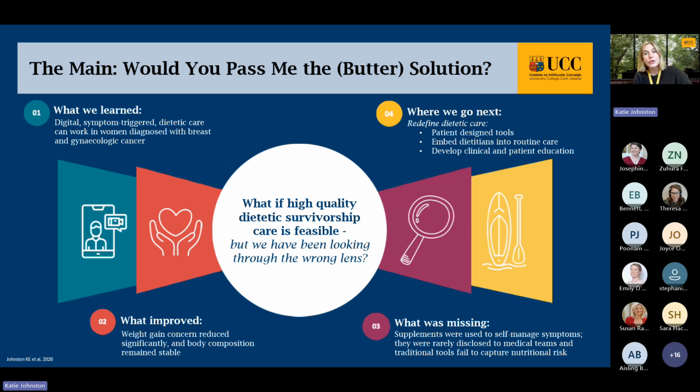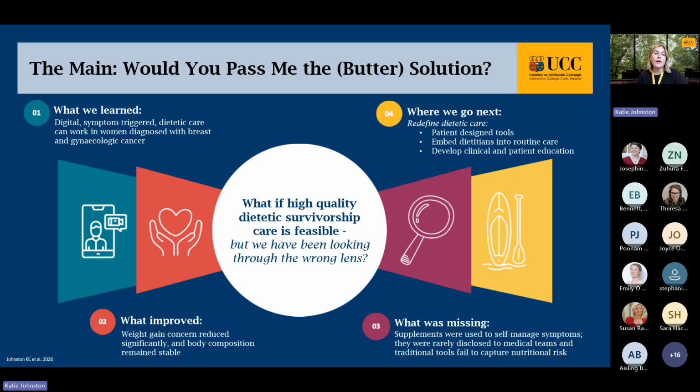We tested it in 200 women in Cork University Hospital and in University Hospital Galway, where we sent participants a symptom survey every 2 months for a year. They completed that survey, and based on their responses, it triggered a virtual call with myself or the nurse.